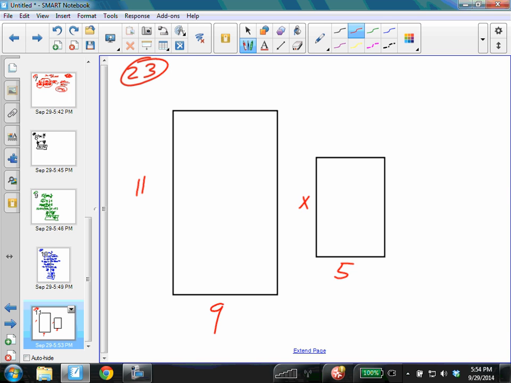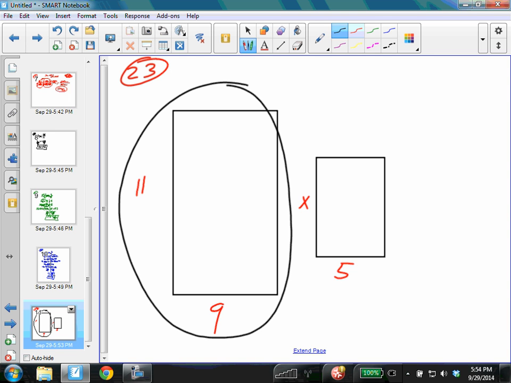So remember, we're looking for a match. And so what I'm going to observe is that in this left rectangle right here, in the big one, I know both sides, right? So I'm going to make a ratio out of those sides, which means I'm just going to turn them into a fraction, 11 over 9. And I could put 9 over 11. The order you put them in the fraction doesn't really matter. You just need to keep up with them.